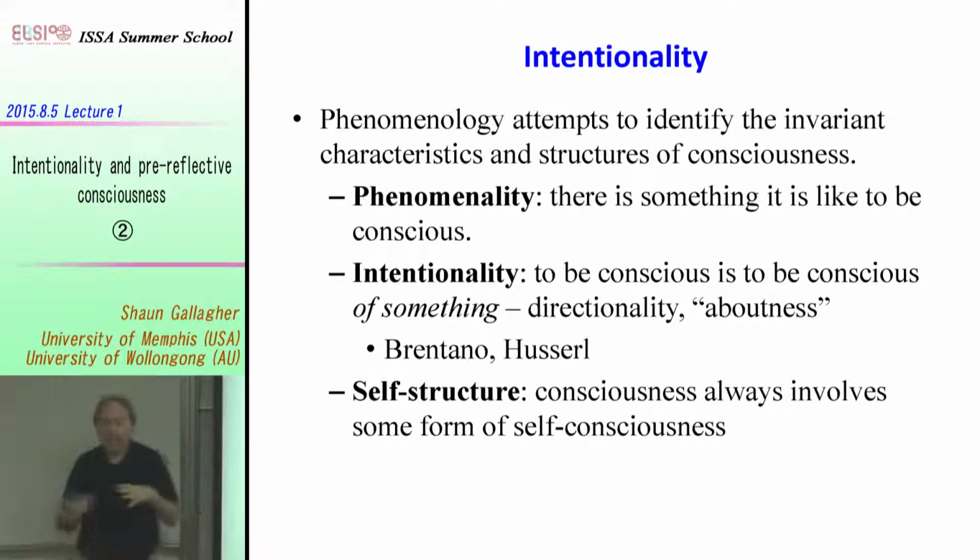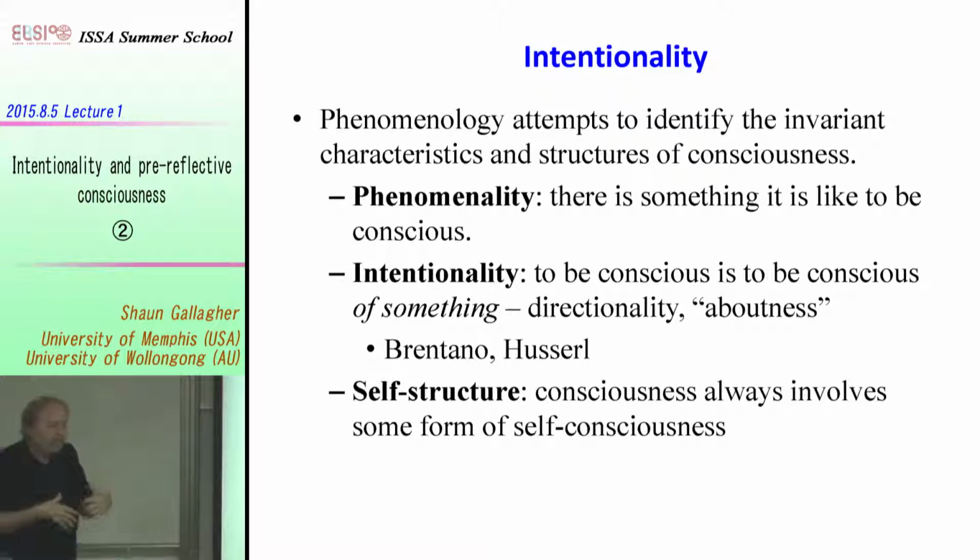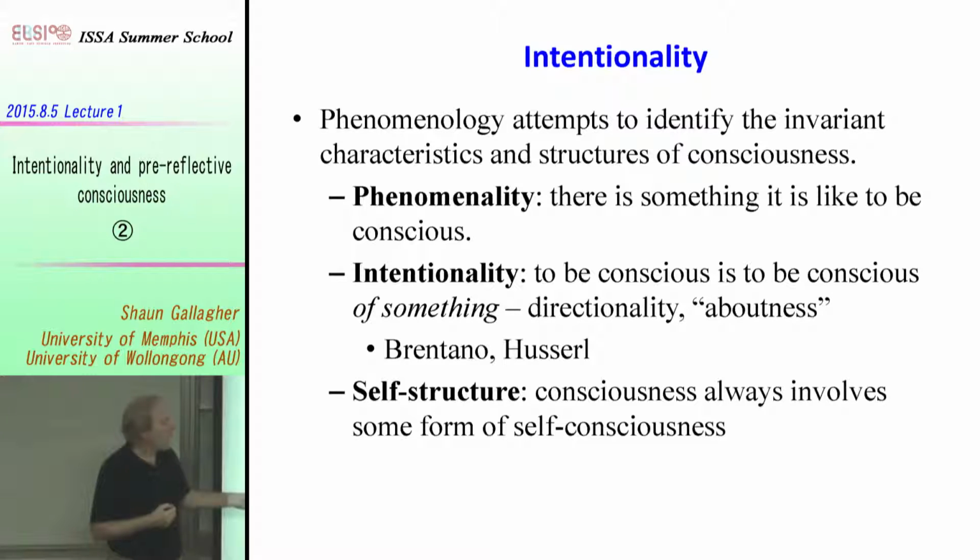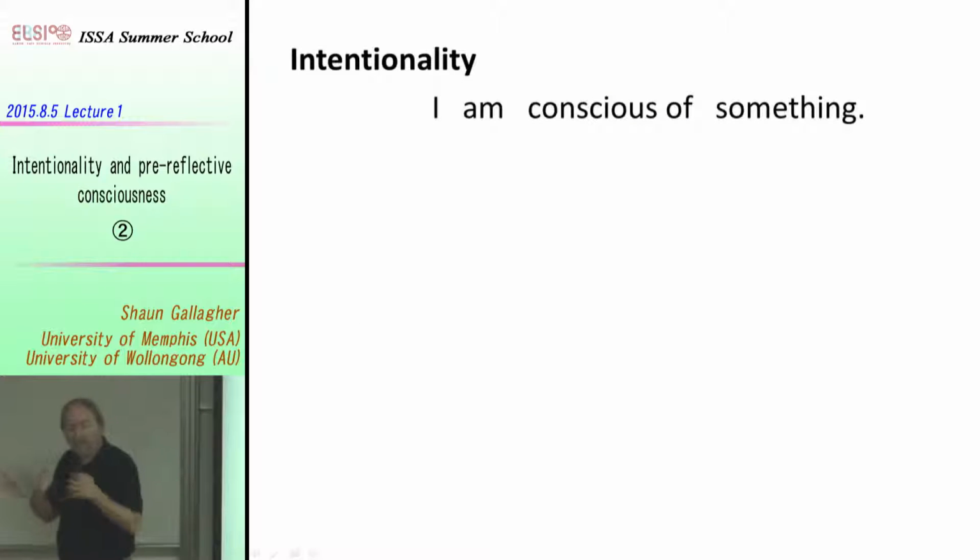There's also another part of this that has to do with what we might call a self structure: the idea that if there is experience, there is someone who is experiencing, or something that is experiencing. So consciousness always involves some kind of self-awareness. This is a claim that we want to look at, and that's what we'll be doing when we look at this notion of pre-reflective self-awareness. But first of all, let's talk about intentionality. We could write it as a statement and say, I am conscious of something.